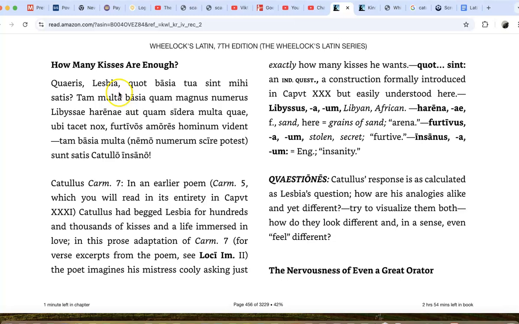Quaeris, Lesbia, quod basia tua sint mihi satis. Tam multa basia quam magnus numerus Libyssae harenae, aut quam sidera multa, quae, ubi tacet nox, furtivos amores hominum vident. Tam basia multa, nemo numerum scire potest, sunt satis Catullo insano.